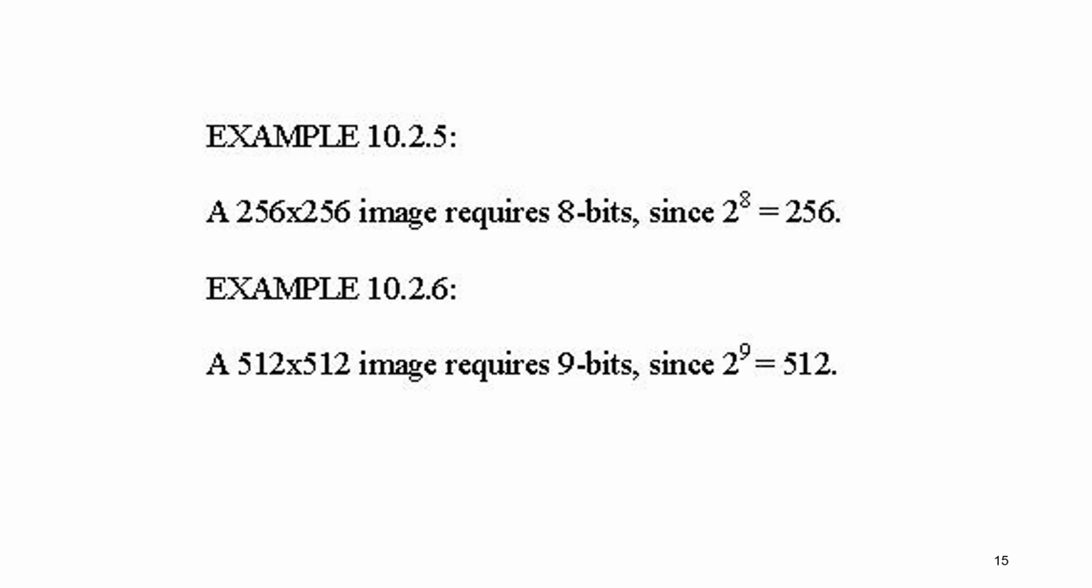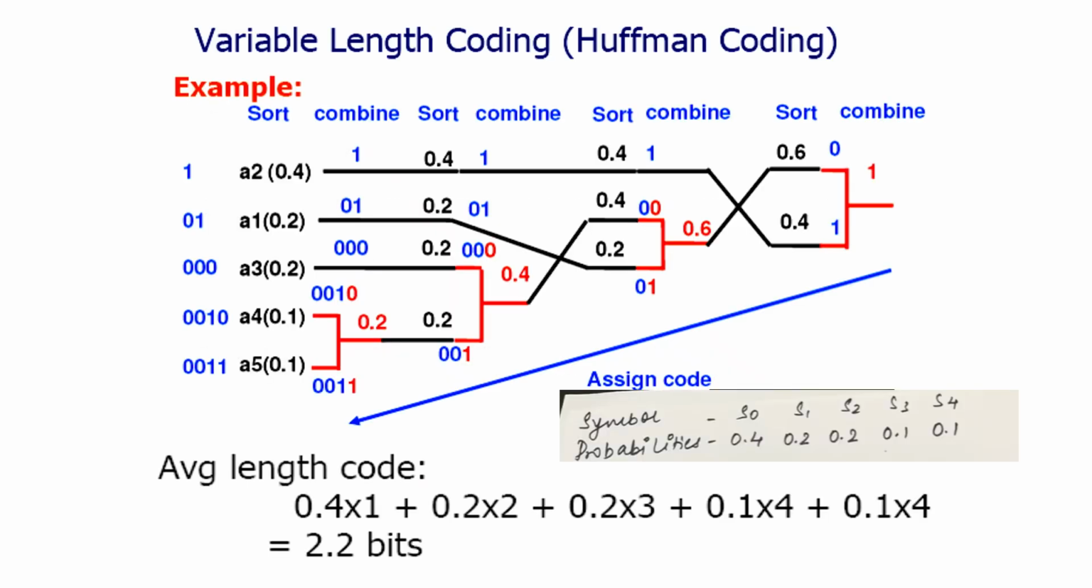So generally, in any example, if the image size is 256 by 256, the image requires 8 bits, that is 2 power 8 is 256. In the same way, if the image size is 512 by 512, it requires 9 bits, since 2 power 9 is 512, right? So in the same way we calculate the number of bits required.